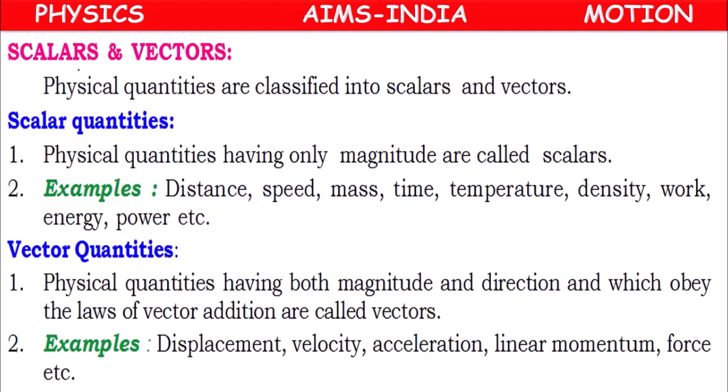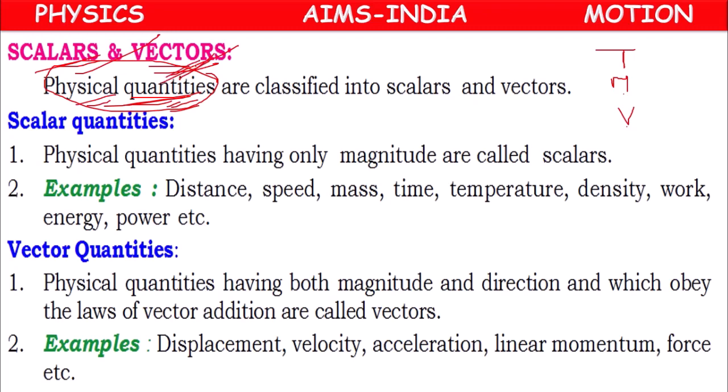Next one, about scalars and vectors. Physical quantities are the quantities which can be measured, like temperature, mass, volume, amount of substance, or luminous intensity, all SI quantities, all International System quantities. So the quantities which can be measured are considered physical quantities.